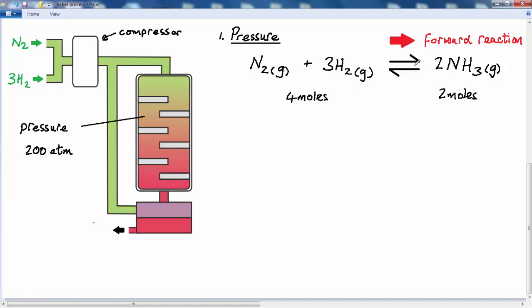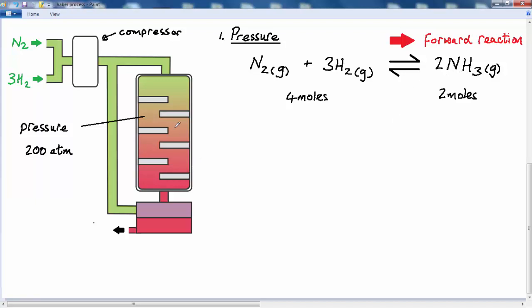The reaction moves in the direction to oppose that increase in pressure, and that is the direction that results in the smaller number of moles. And in this case, that is the forward reaction, which is what we want. That gives us ammonia.